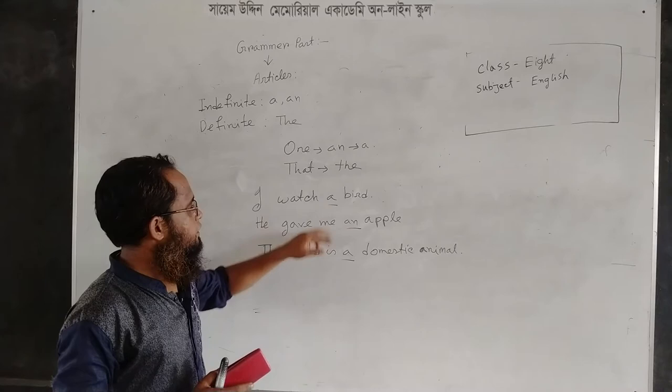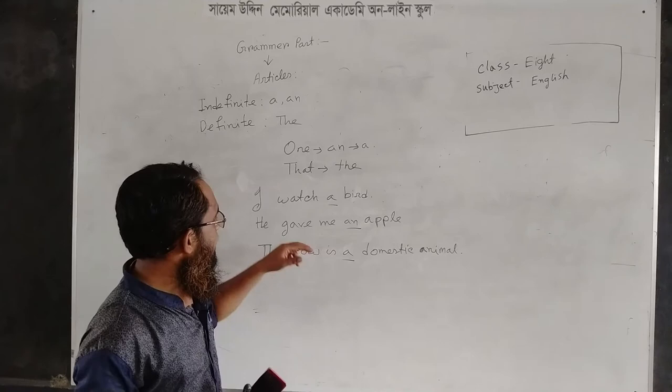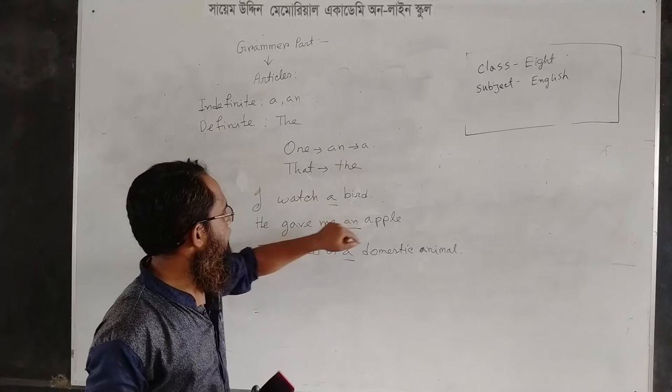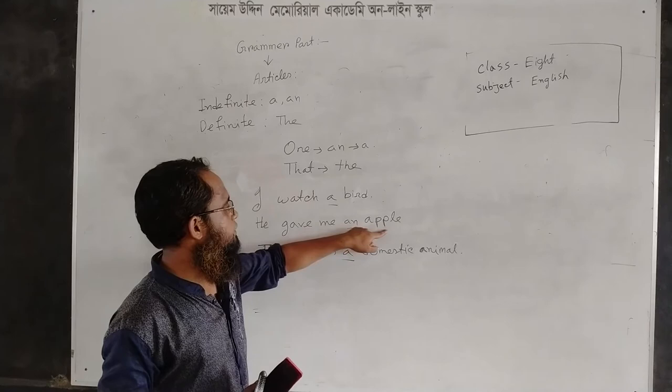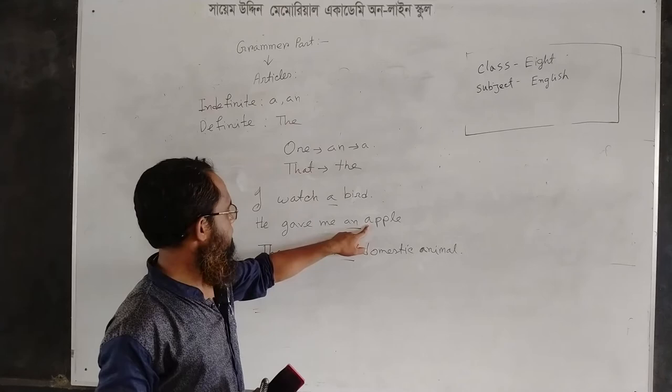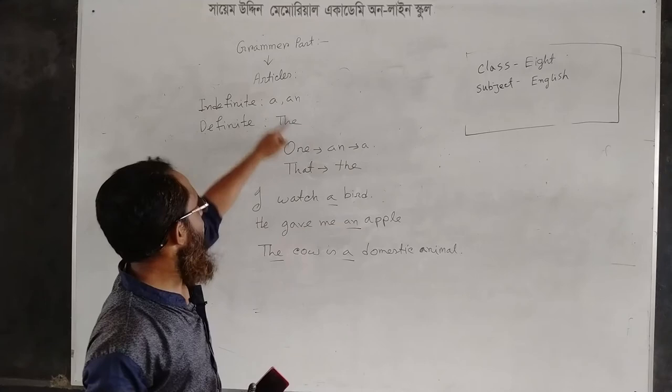I think you know well why we have used a before bird and an before apple. Because the word bird starts with the letter B, that is a consonant. So we have used here the article A. And the next word, apple, starts with a vowel, A. So we have used the other indefinite article, an.